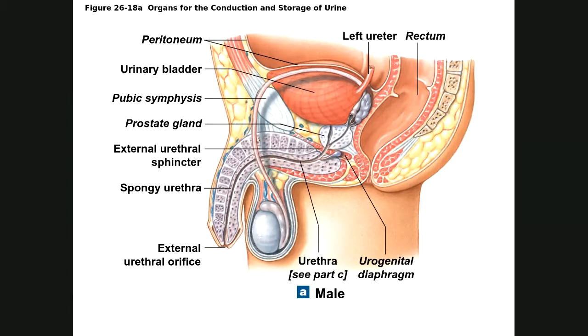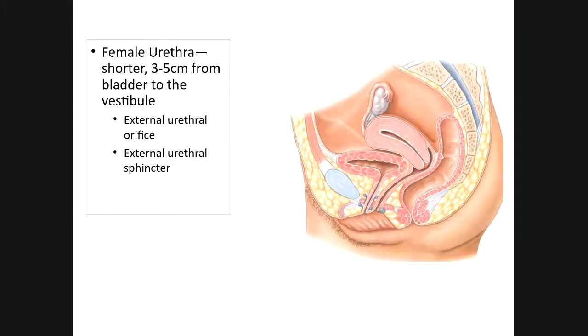And some of this stuff will overlap with the male reproductive pathway also. So we'll get that slide in a minute. Then you have the female urethra.